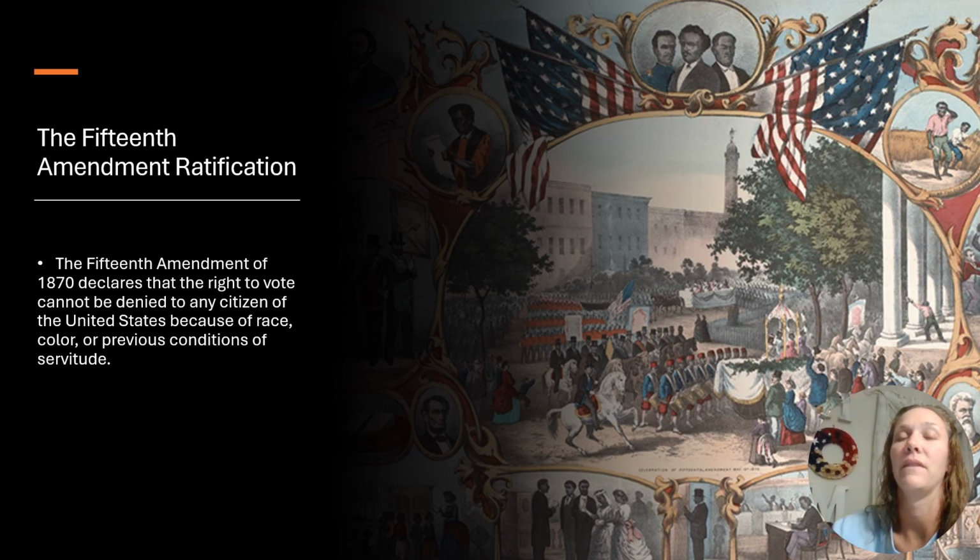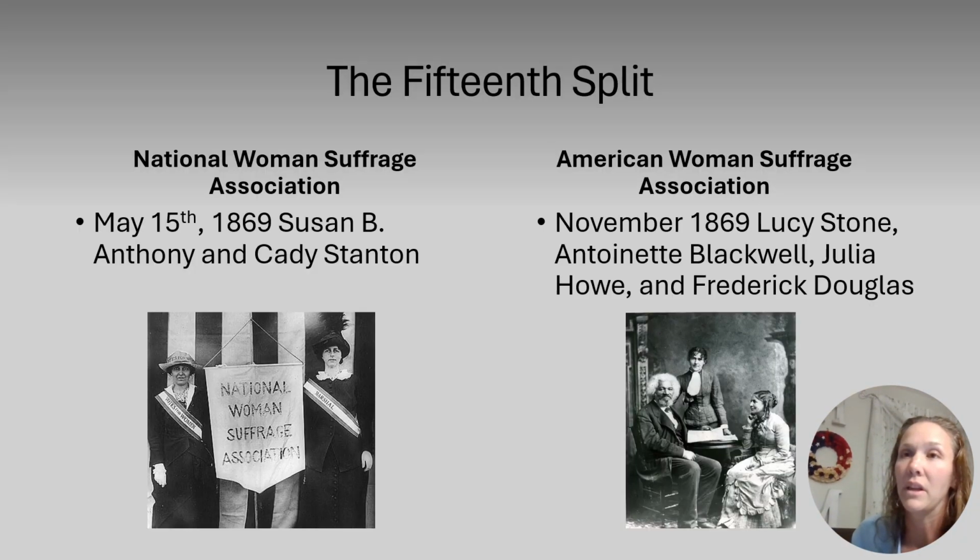When the 15th Amendment was being implemented, which declared that the right to vote cannot be denied to any citizen of the United States because of race, color, or previous condition of servitude, the American Equal Rights Association split into two parties. One was known as the National Women's Suffrage Association, led by Susan B. Anthony and Elizabeth Stanton, which started May 15, 1869. They believed women and black men should be enfranchised at the same time, whereas the other group, the American Women's Suffrage Association, led by Lucy Stone, Antoinette Blackwell, Julia Howe, and Frederick Douglass, was willing for black men to achieve what was known as the Negro Hour, and female suffrage could wait.